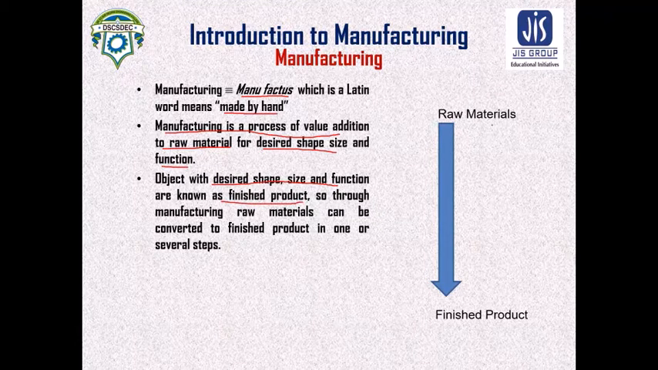Say for example, we have raw material such as wood. So from wood we want the finished product. What do we desire? We desire that from wood we will get a table. This is our desire. So from wood we desire a table.